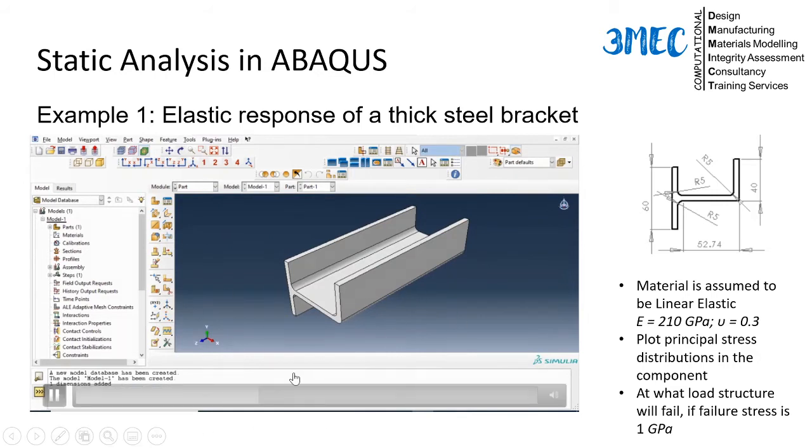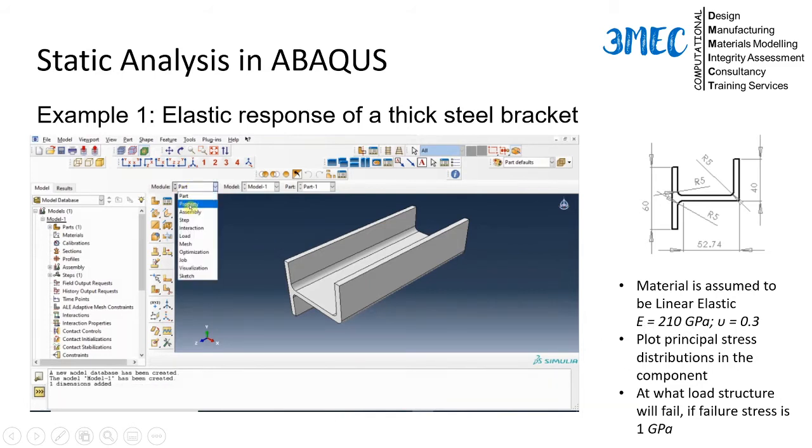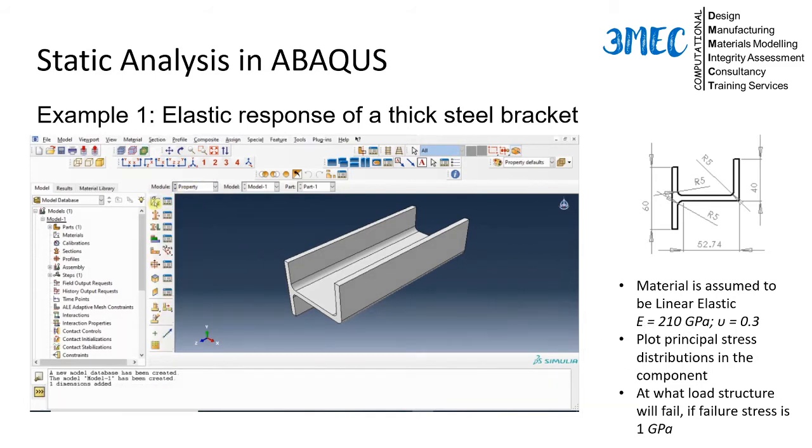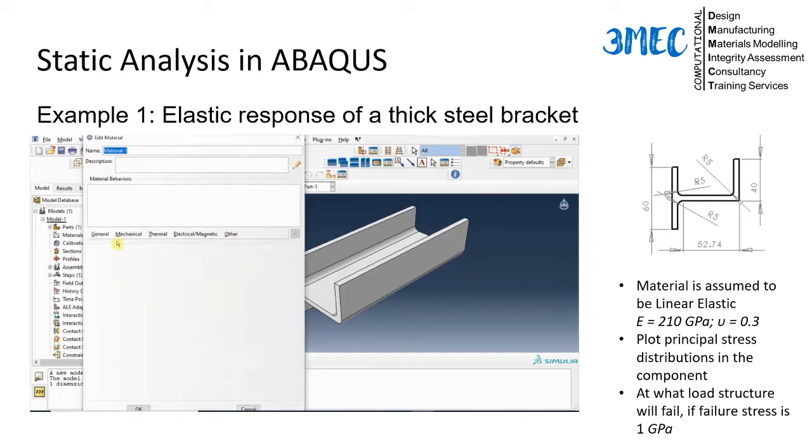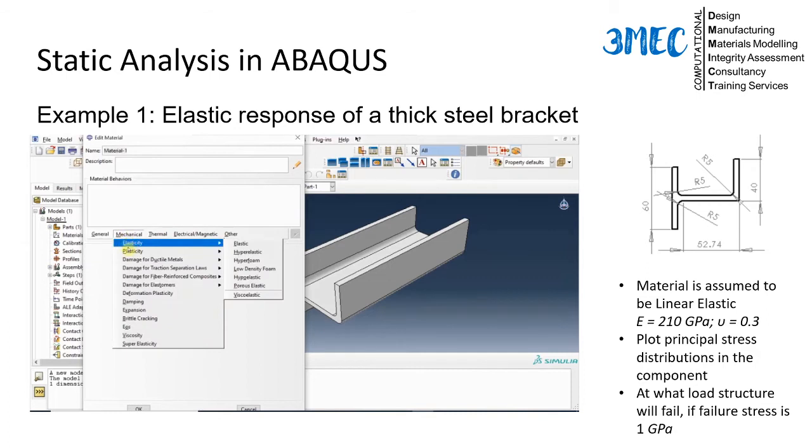Now I will move to the property module and define material properties, which are Young's modulus and Poisson's ratio. There are a whole range of material properties available, but in this case we have a linear elastic problem, so we're going to rely on that. So you just go to the material manager, create material. We are doing static analysis, so in this case we're only going to define elastic properties. Again, you can see there are lots of models.